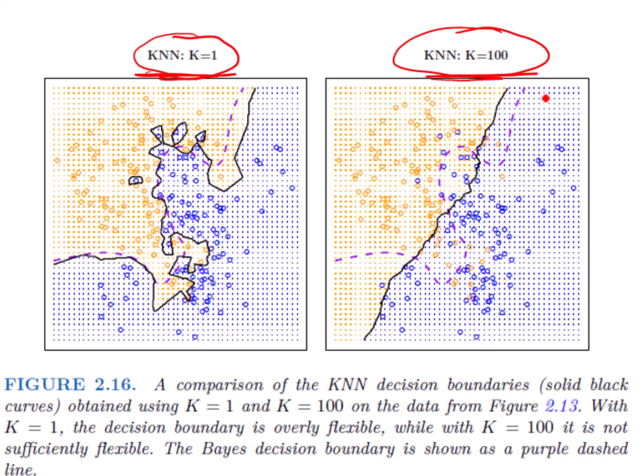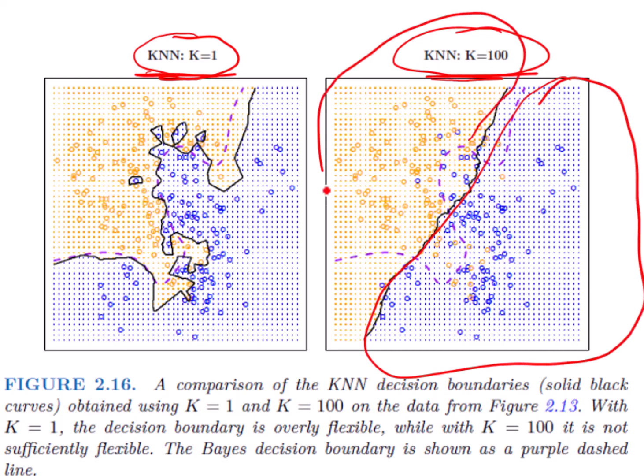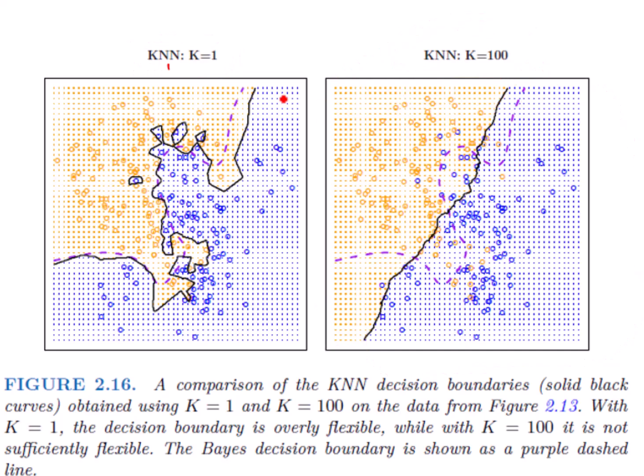So if a data point is here, it is going to be identified as blue. If the data is here, it's going to be identified as orange. But if K is equal to 1, the situation is a little more complicated. The decision boundary is overly flexible when K is equal to 1. But when K is equal to 100, it is not sufficiently flexible. It's very smooth. If K increases, the decision boundary becomes less flexible.